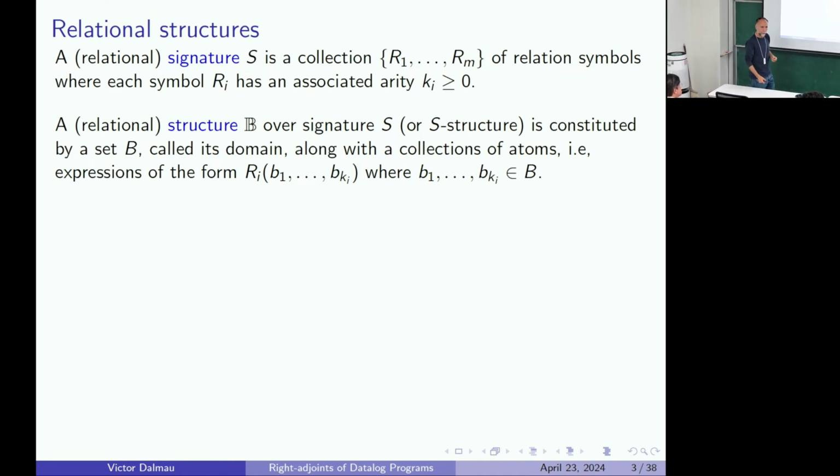Sorry, what do you mean by arity? The arity, for every relation, we decide how many elements it will have. Okay, I see. Edges, a collection of edges, will be a binary relation, a relation of arity 2. I see. Triple.